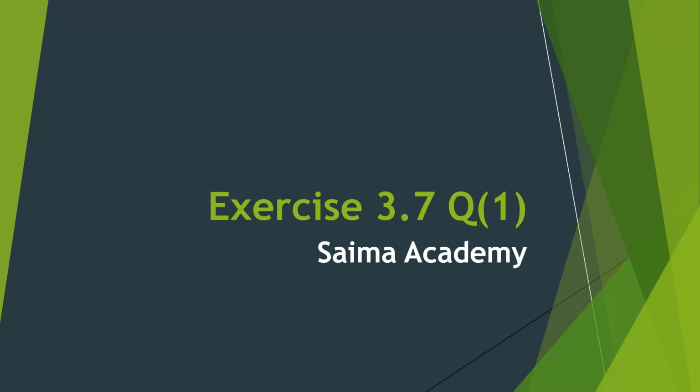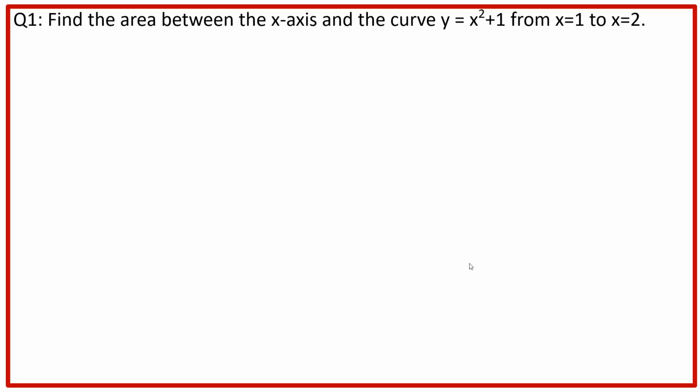In this lesson, we will start exercise 3.7 and we are going to solve question number 1. The question is, find the area between the x-axis and the curve y is equal to x square plus 1 from x is equal to 1 to x is equal to 2.